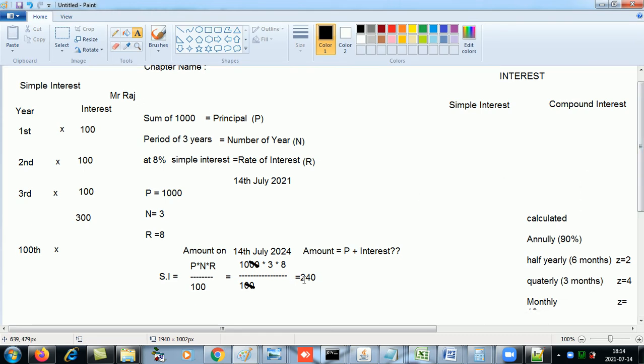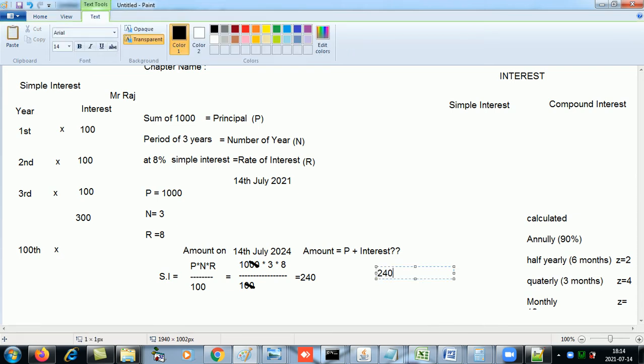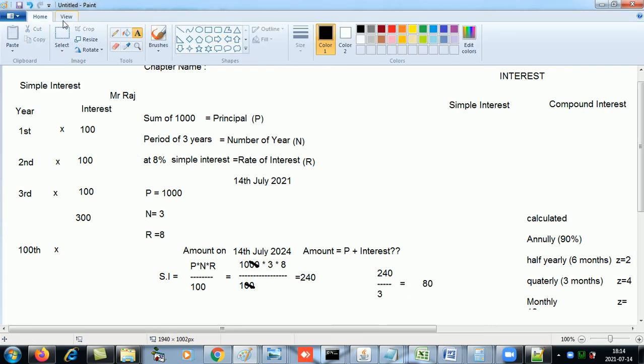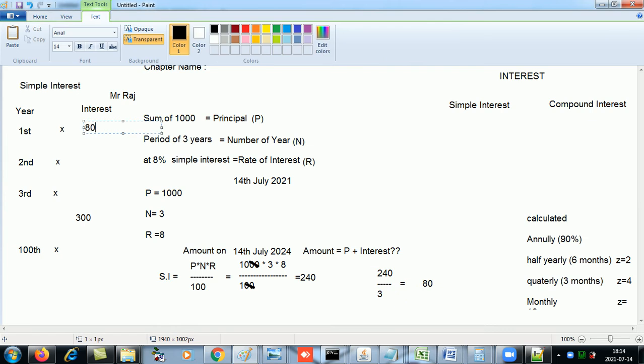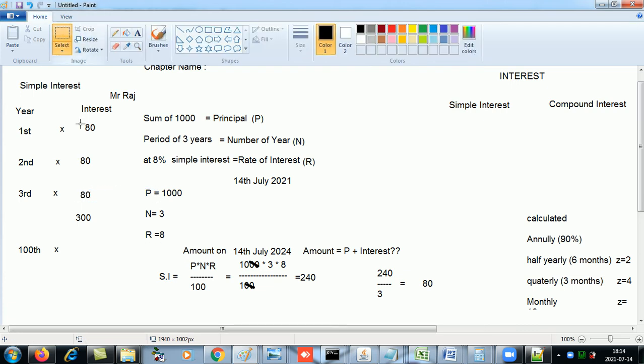Now if I want to calculate the interest of the first year, second year, third year, just divide this 240 by the number of years. Divide this 240 by the number of years, which was 3. So he has got 80 rupees interest every year. So if I take the question example, he has got 80 rupees interest in the first year, 80 rupees interest in the second year, and 80 rupees interest in the third year. So his interest total amounts to, after 3 years, 240.